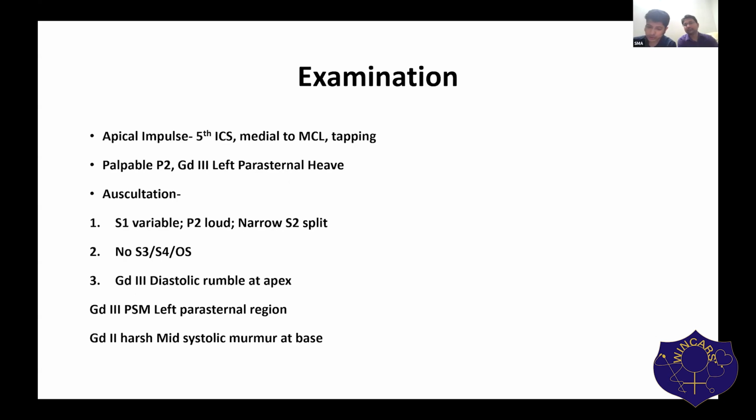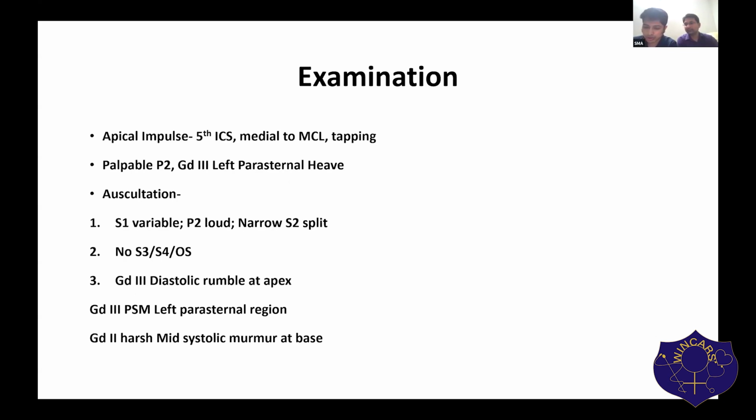Coming to cardiovascular examination, on inspection, apical impulse is localized in the left fifth intercostal space, medial to the mid-clavicular line. No visible scar marks or veins, and no other visible pulsations. On palpation, apical impulse is localized in the left fifth intercostal space, just medial to the mid-clavicular line over a single intercostal space and is tapping in nature.